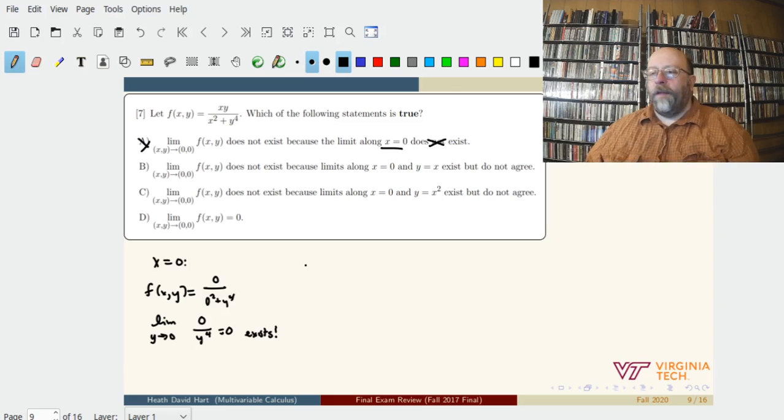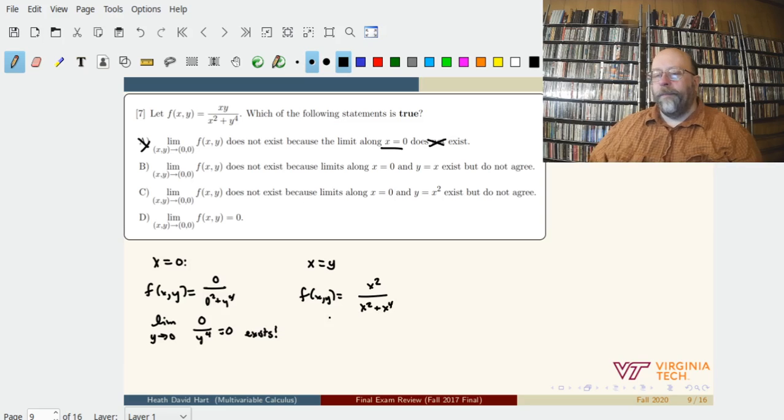So then let's look at this other one. Y equals x, or x equals y, either one. Then your function f of x comma y will be x squared over x squared plus x to the 4th. And we want the limit as x approaches 0 of this function here. Well, that's indeterminate. That's 0 on top, 0 on the bottom. So we'll factor out an x squared.